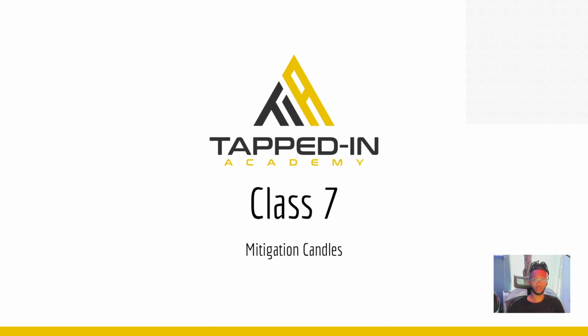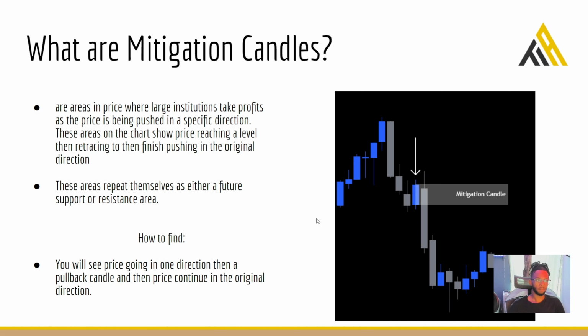Last class we talked about order blocks. Now we're going to talk about a different variation of order blocks, which is called a mitigation candle. So let's talk about it. A mitigation candle is an area where the institution is actually taking profits as the market is being pushed in a specific direction.